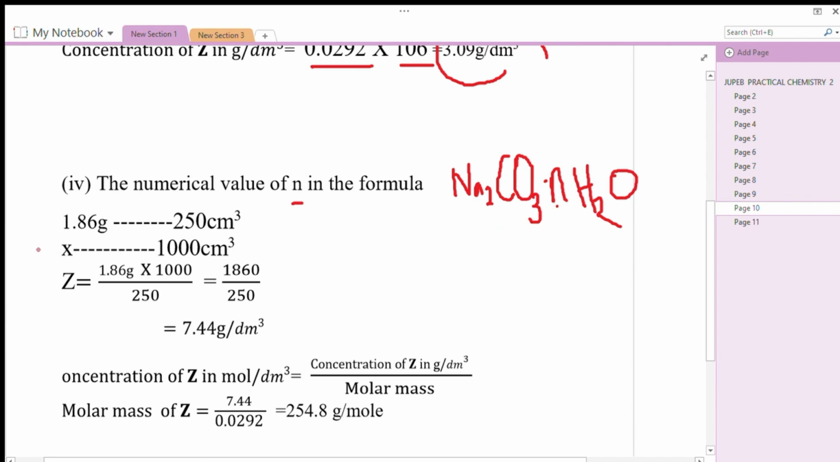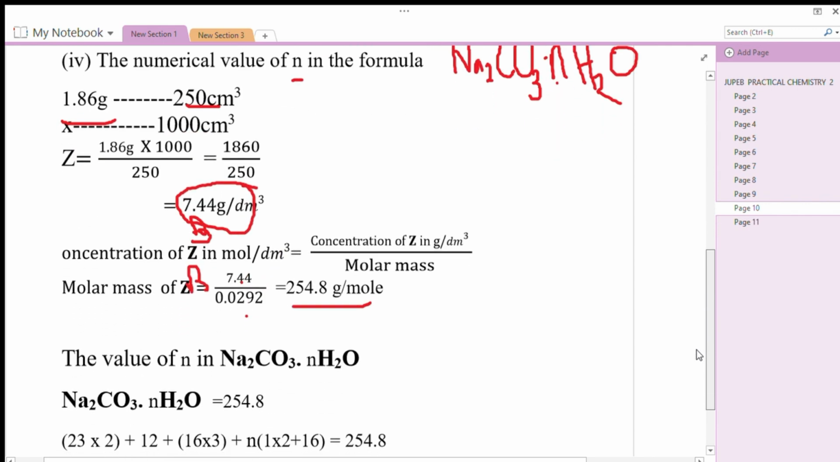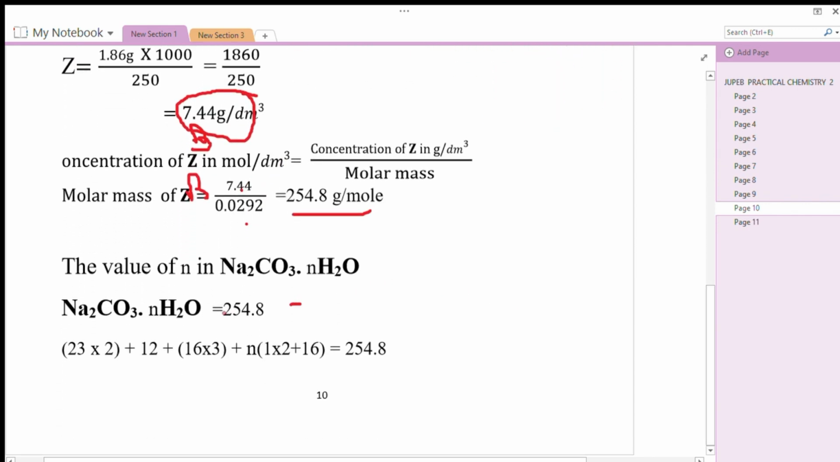But in the question, you are given that 1.8 gram is in 250. So we are going to convert it. You should have mastered how to convert gram to dm³. Remember, we are dealing with B. Z is B. Let's find the molar mass. That's what you're going to equate to this to get the value of n. The molar mass is this divided by the mole per dm³. We have found our molar mass to be 254.8 gram per mole. So everything now will be equated to 254.8.